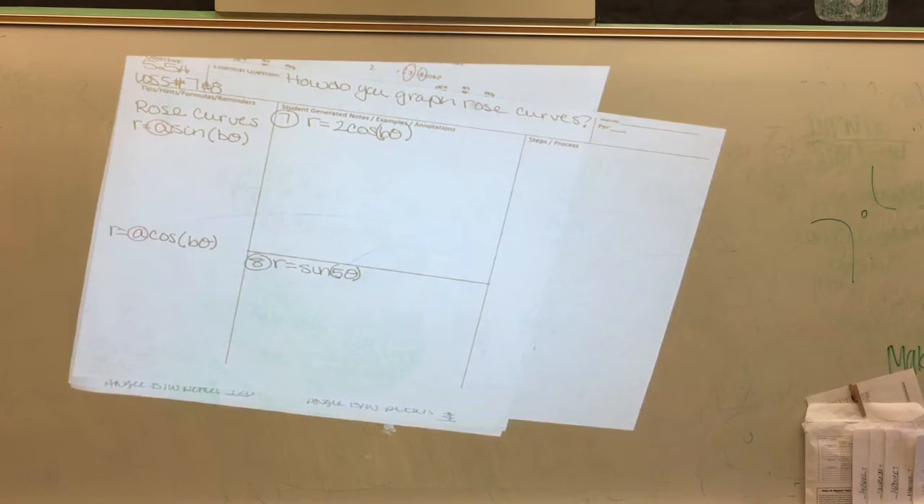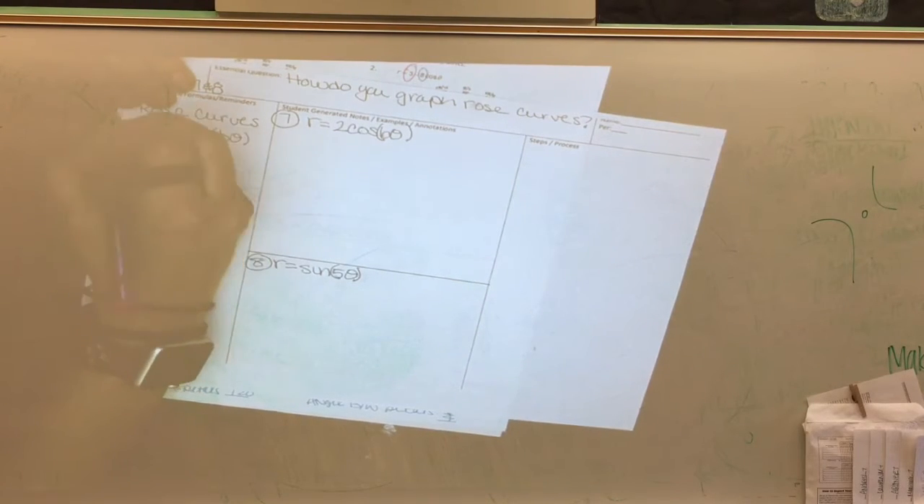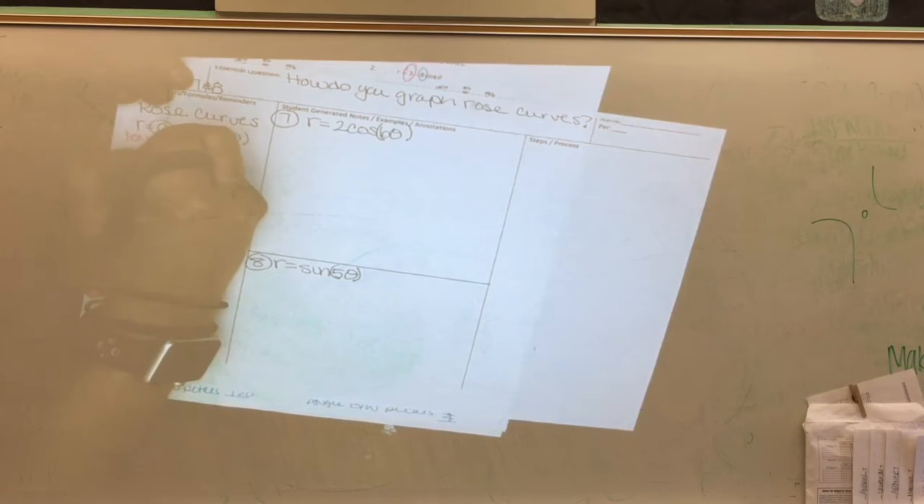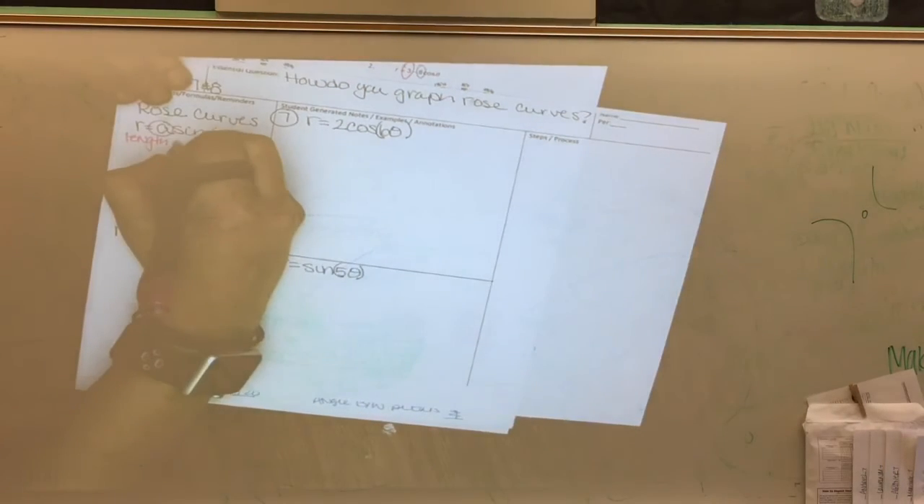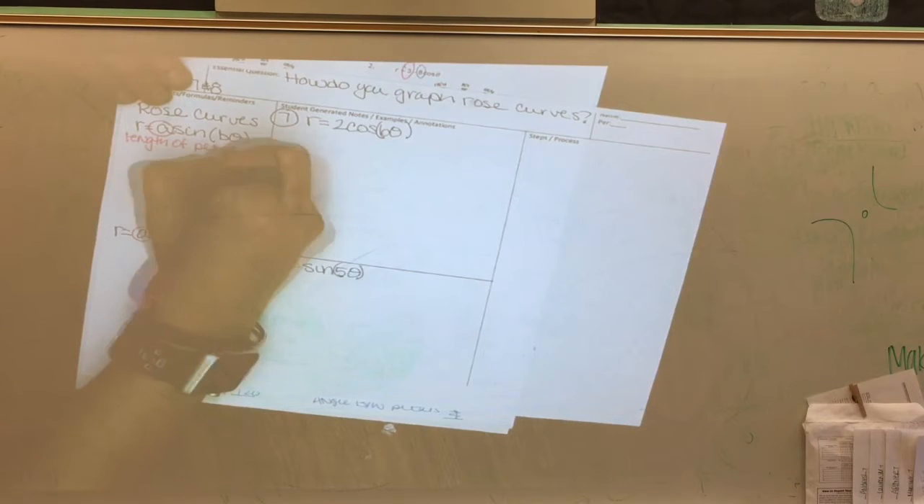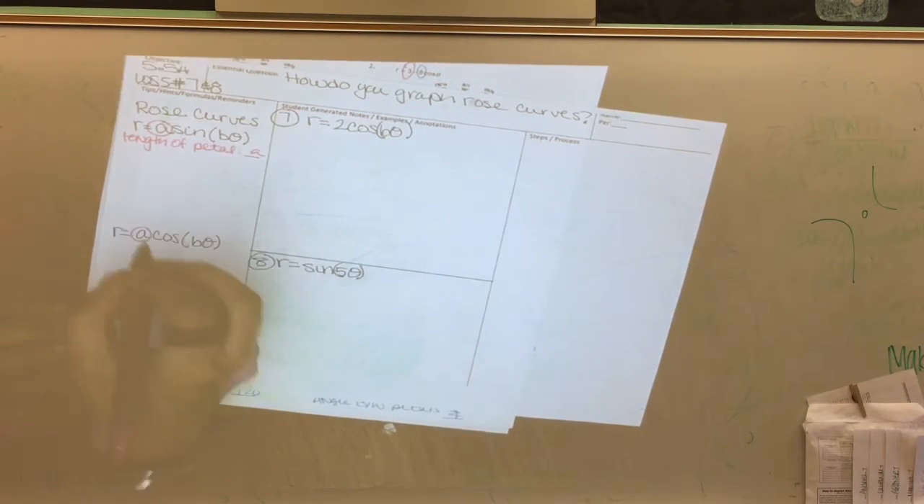All right. So the first thing we want is the length of the petal. Anybody remember how we determine the length of the rose petal? Anybody remember how we find the length of the petal? It's the A value. Good. Okay, and that's the same for both. So I'm going to put length of petal. And that's for either option.